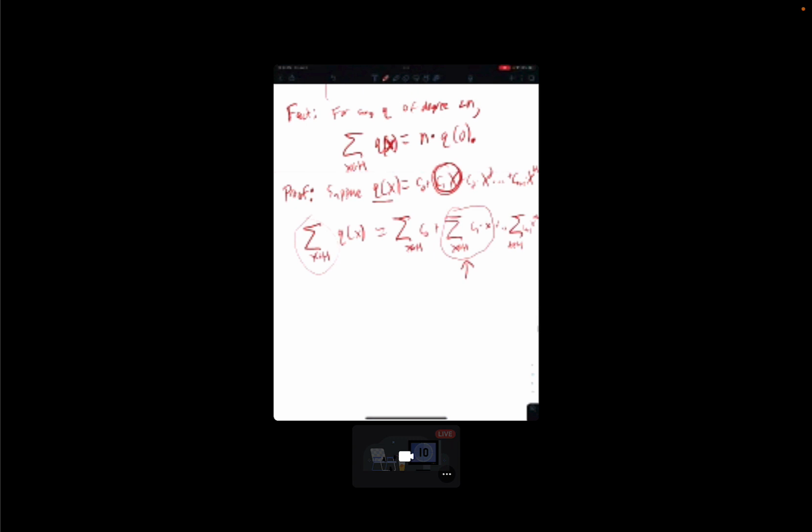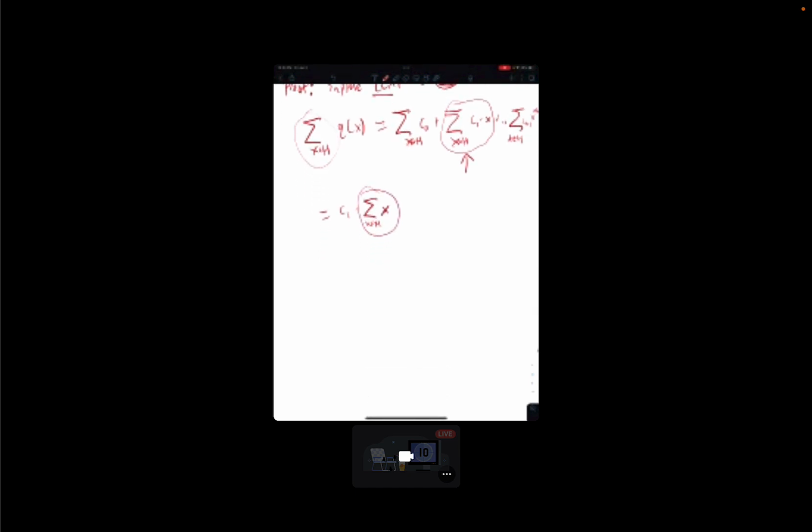So this sum is c1 times the sum over the nth roots of unity. I want to talk about what the sum of all nth roots of unity is. Whenever you think about nth roots of unity in the finite field, I find it helps to pretend we're talking about the nth roots of unity over the complex numbers, even though we're not, because they behave very similarly.